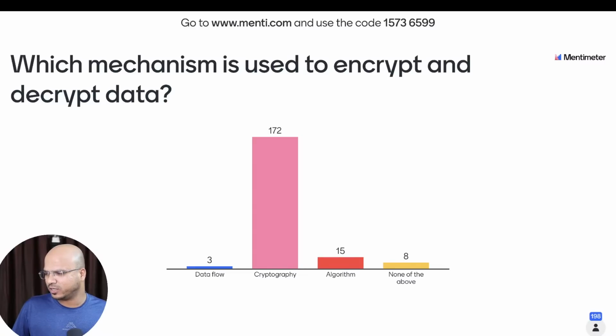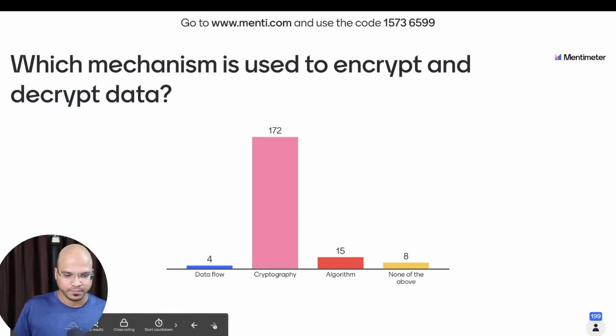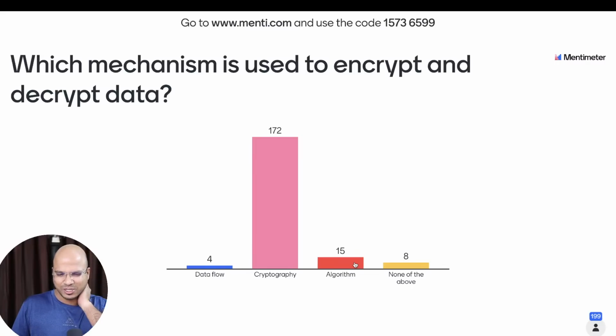Cryptography is not for decrypt, right? No. Encryption, decryption, everything comes as a part of it. So they are the part of cryptography. And even if you say algorithm, that is correct because we use algorithms here to encrypt and decrypt a message. But the entire concept is called cryptography.